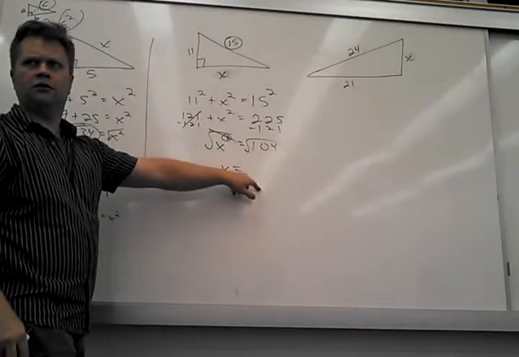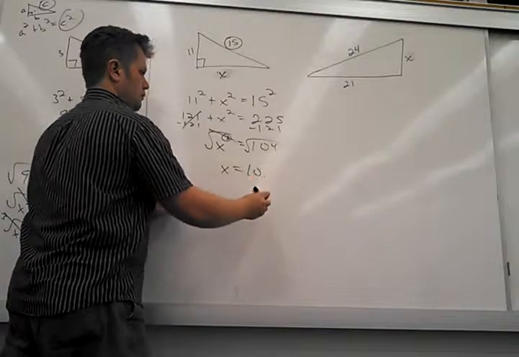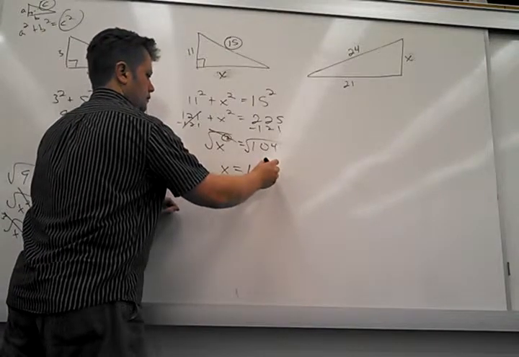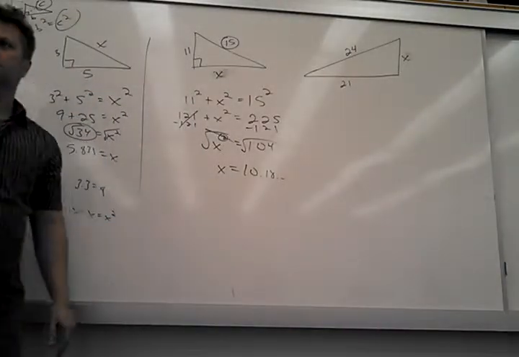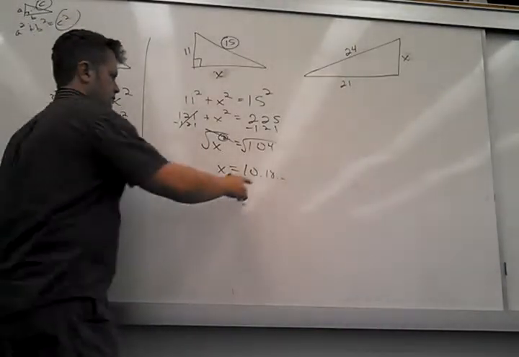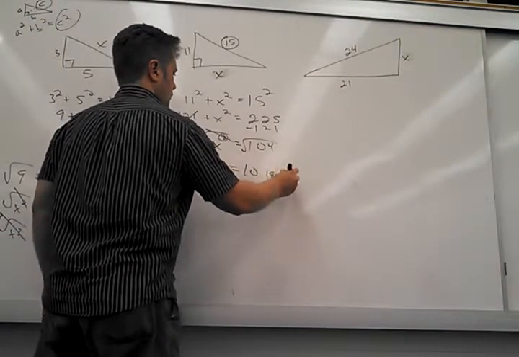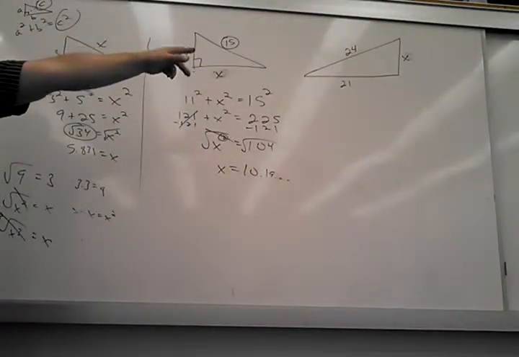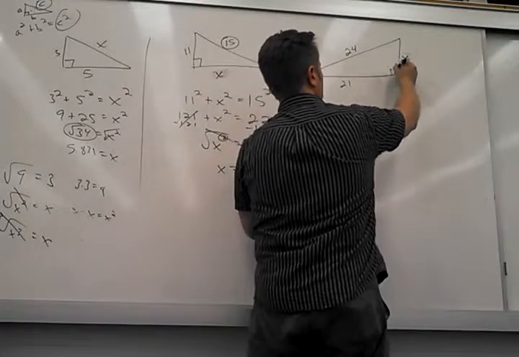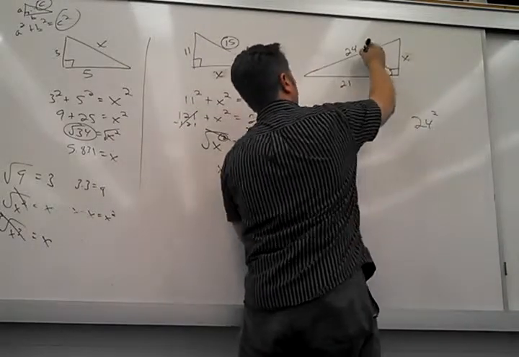So what was the square root of 104? Did somebody do that? 10.98. And then finally, the last one, how's that going to work? Well, which side is by itself? 24. Yeah, the 24 is by itself because it's across from the right angle.